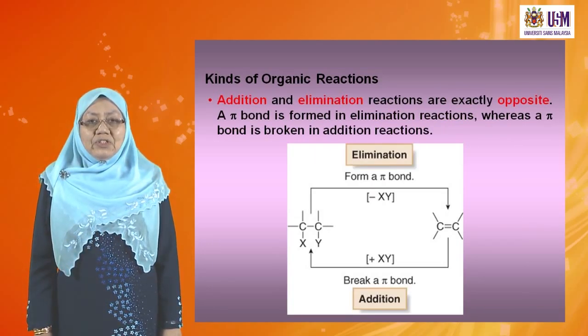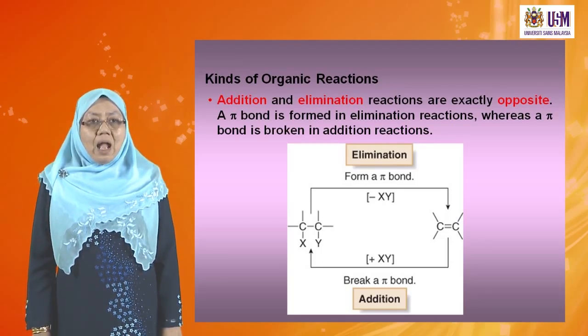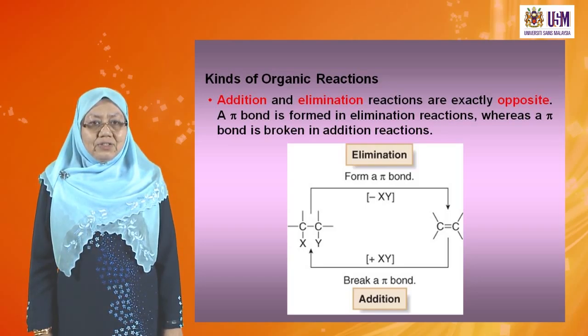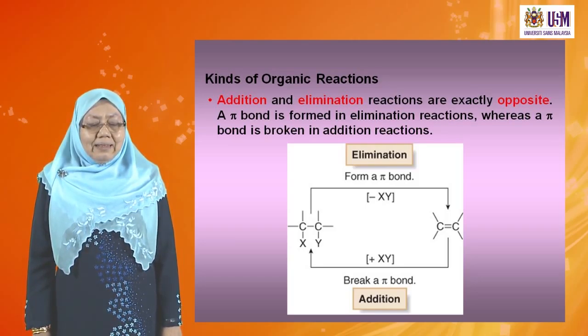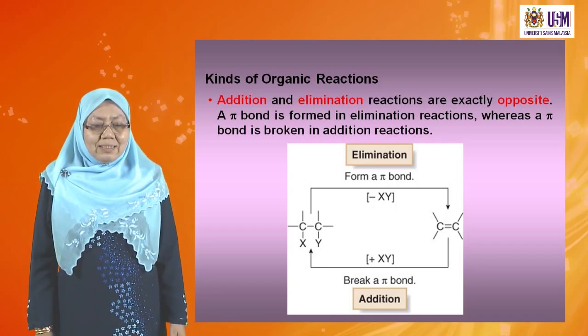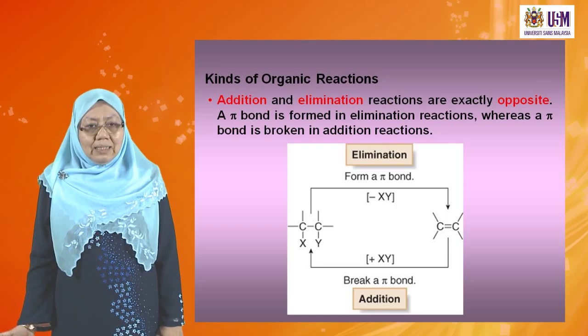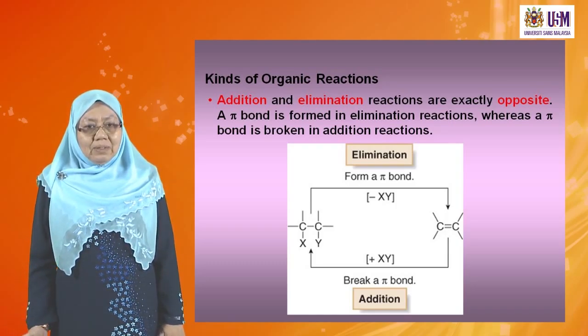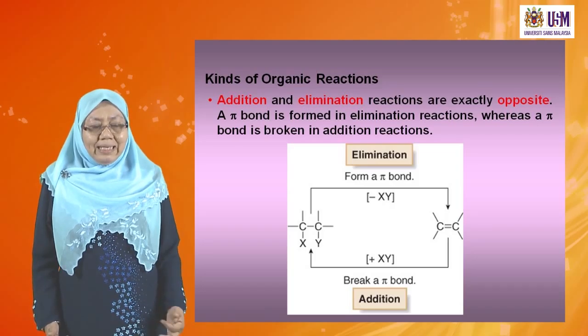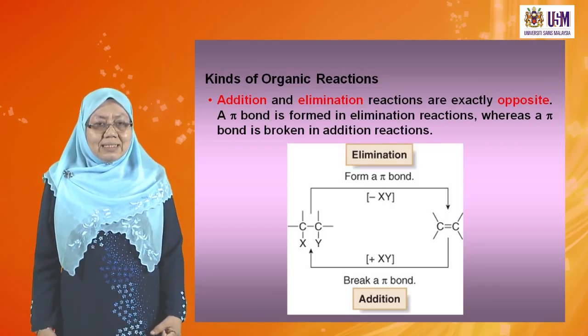Addition and elimination reactions are exactly opposite. A pi bond is formed in elimination reactions, whereas a pi bond is broken in addition reactions. We can see in the diagram given, we have a substance which has X and Y. When a pi bond is formed, it will form an unsaturated molecule. So this pi bond can be broken in an addition reaction where we add in the X and Y, and we will see two sigma bonds being formed.